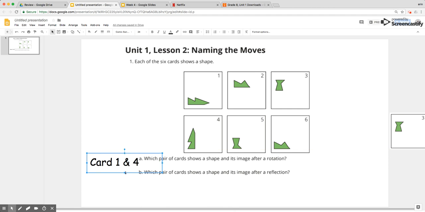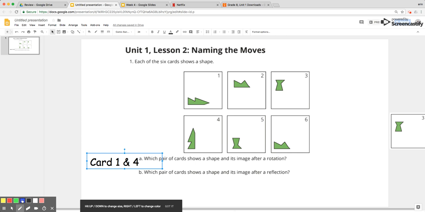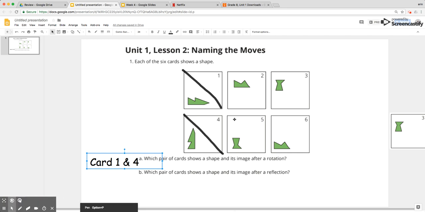All right, and then question B wants to know a pair of cards that show a shape after being reflected. Again, a reflection is a rigid transformation, so it does not change the shape or size of the original figure. Since 1 and 4 are already used, let's cross those out because we're done with those. Okay, so we have 2, 3, 5, and 6.